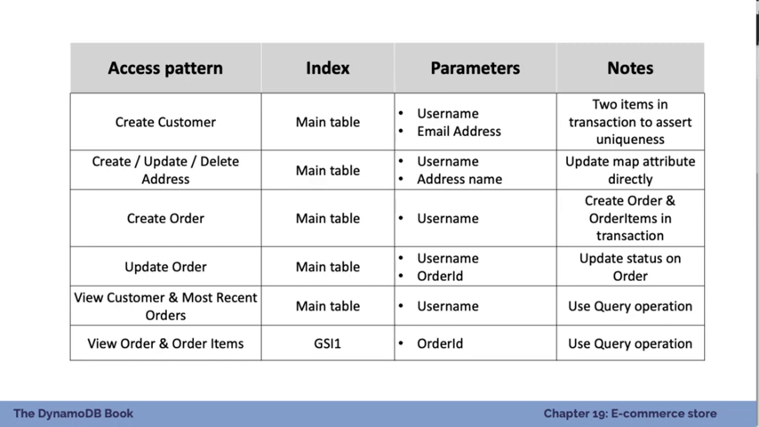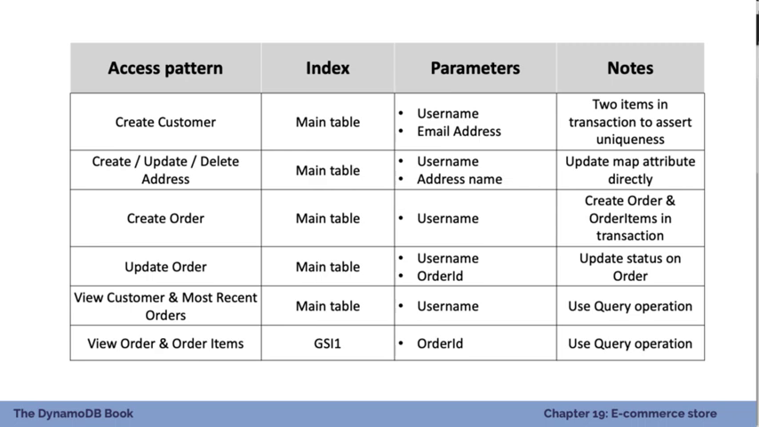Finally, we've got a couple read-based patterns. We have view customer and most recent orders. That's going to happen on our main table. We're going to use that query operation and use that username to find that customer partition, find that customer item, but also the orders for that customer. Finally, that last access pattern we have is another type of join operation. We're viewing the order and all the order items. This one is where we need to go to that secondary index, that GSI1. We'll use that order ID parameter and use the query operation to fetch the order and the order items, return those all in one request.